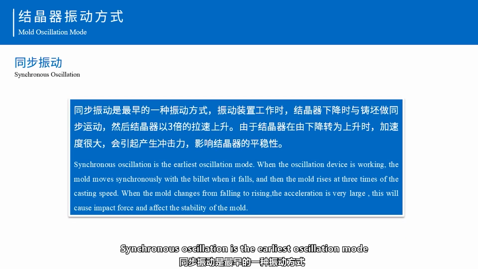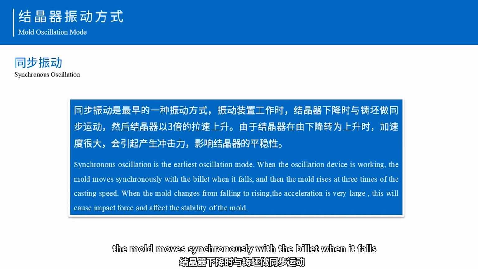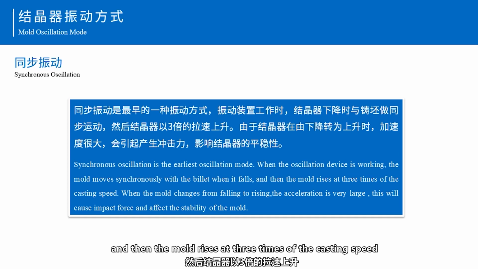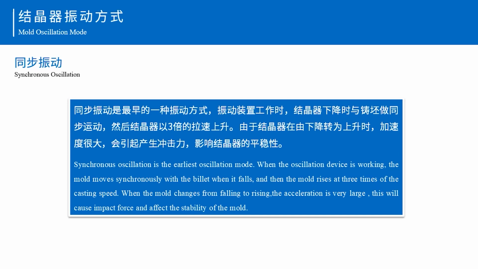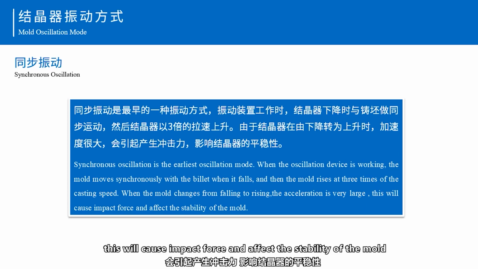First, synchronous isolation. Synchronous isolation is the earliest isolation mode. When the isolation device is working, the mold moves synchronously with the billet when it falls. And then, the mold rises at 3 times the casting speed. When the mold changes from falling to rising, the acceleration is very large. This will cause impact force and affect the stability of the mold.